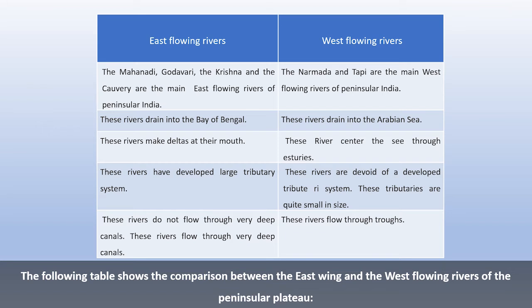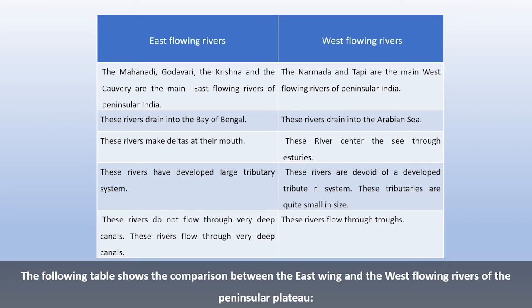East-flowing rivers. These rivers drain into the Bay of Bengal. West-flowing rivers. These rivers drain into the Arabian Sea. East-flowing rivers. These rivers make deltas at their mouth. West-flowing rivers. These rivers enter the sea through estuaries.